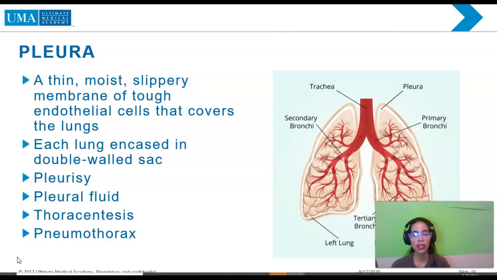Pneumothorax. This is a condition that occurs when there's a buildup of air within the pleural cavity on one side of the chest. This can cause the lung to collapse, so one will be unable to breathe. However, the other lung can still function and can still breathe. Pleurisy is the inflammation of the pleura, which is the sac that encloses the lung.